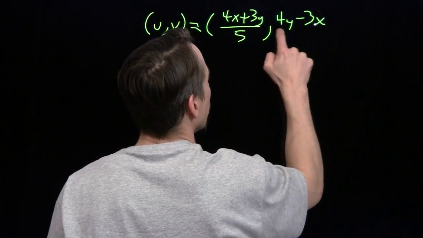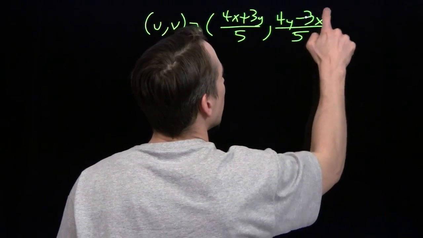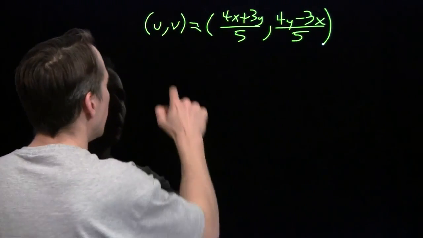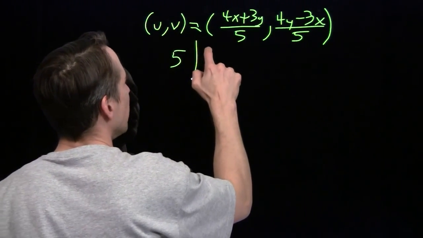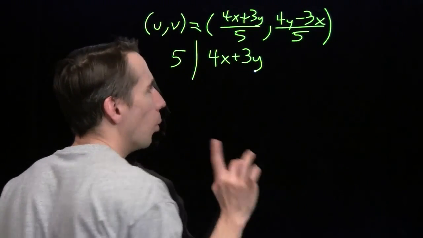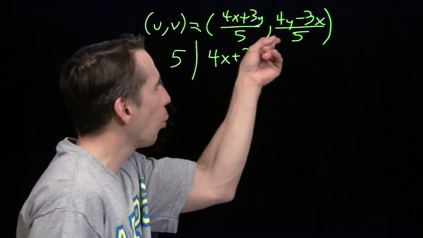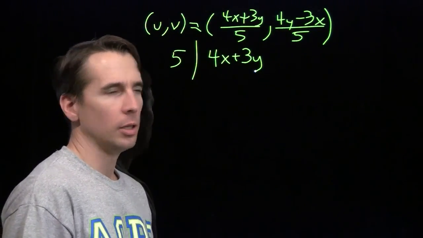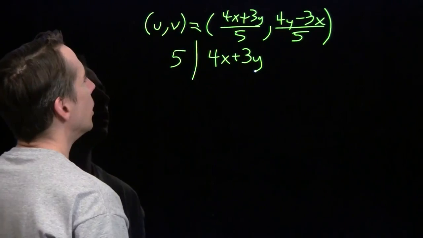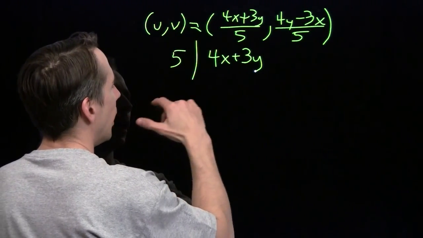And now we've discovered that u is an integer. That means that 5 divides 4x plus 3y. But what we really want is we want 5 to divide 4y minus 3x. We want to go from here to there, because then v will be an integer too, and that'll be awesome. Well, how do I do that?